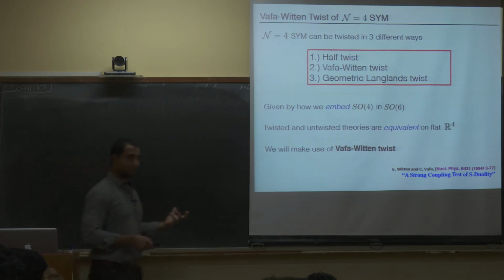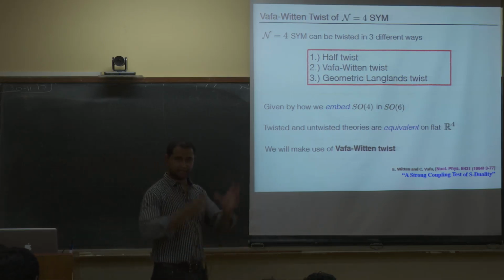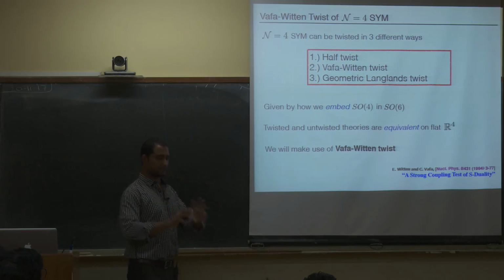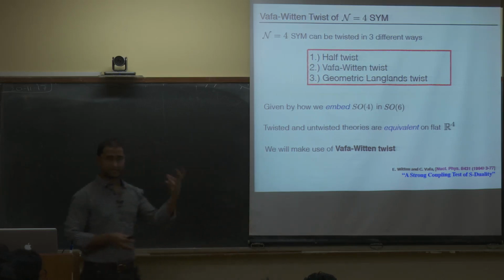So we have N=4 super Yang-Mills. It has this SO(6) internal rotation symmetry, and it has SO(4) Euclidean Lorentz symmetry. Twisting is basically taking the diagonal subgroup of SO(4) cross SO(4), and we need to embed this SO(4) in SO(6). There are various ways, and there are 3 ways to get a scalar supercharge, and these are these 3.